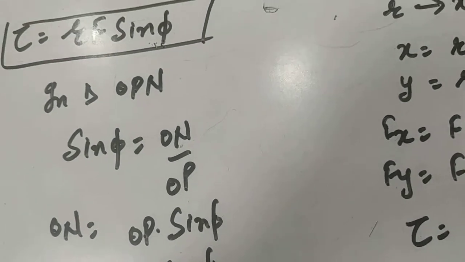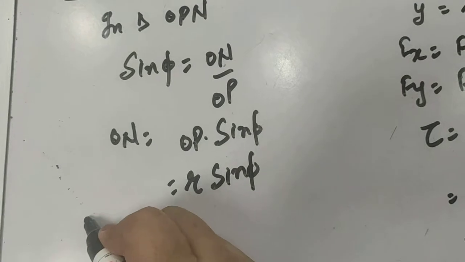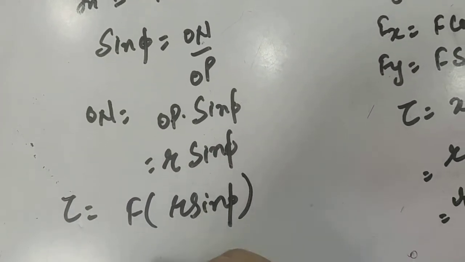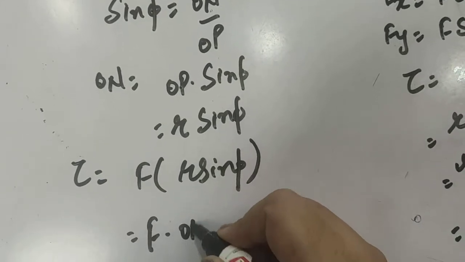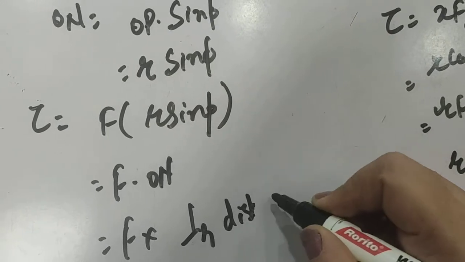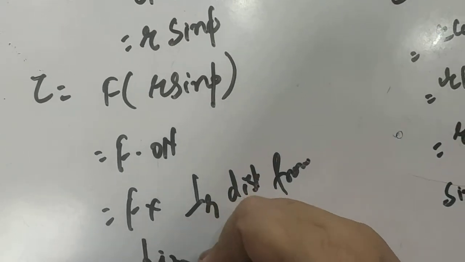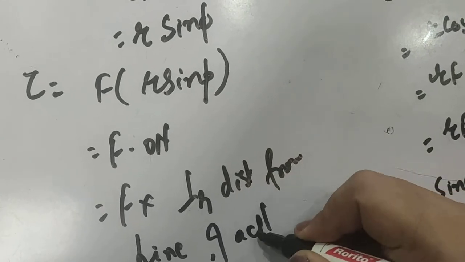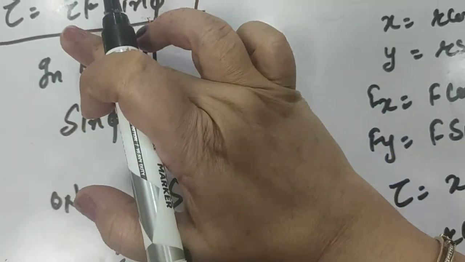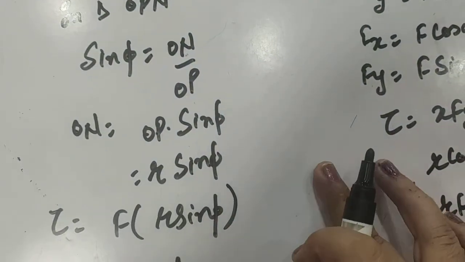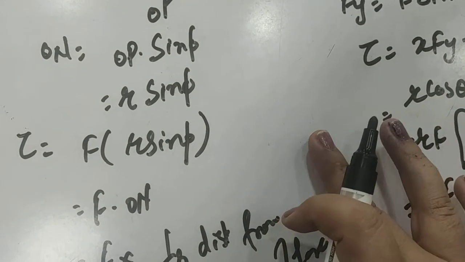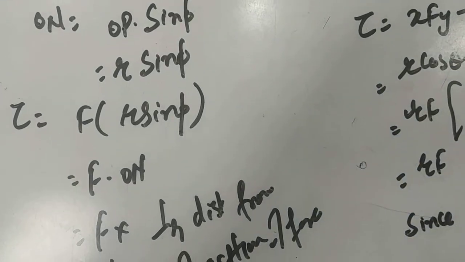So the expression can be rewritten as torque is equal to F into r sin phi, that is F into ON, or F into the perpendicular distance from the line of action of force. It means the torque produced is equal to the force into the perpendicular distance from the line of action of force, which we have already seen while doing the definition of torque.